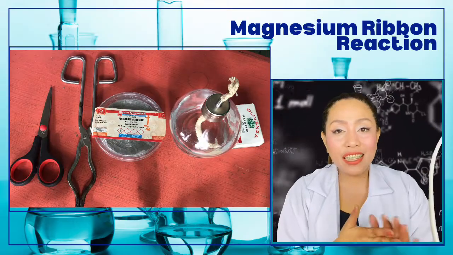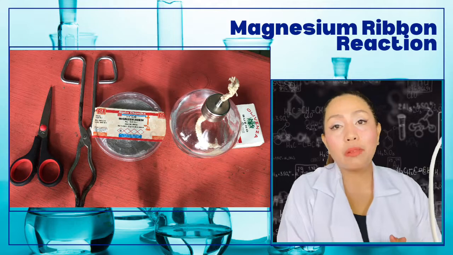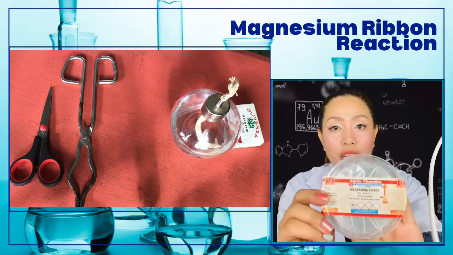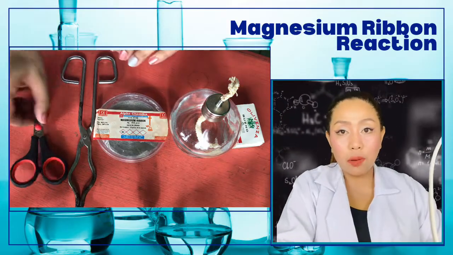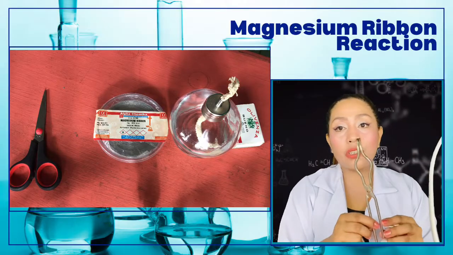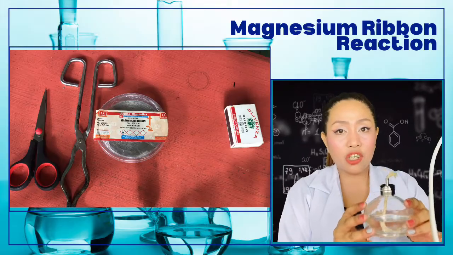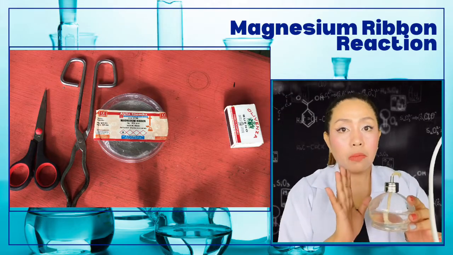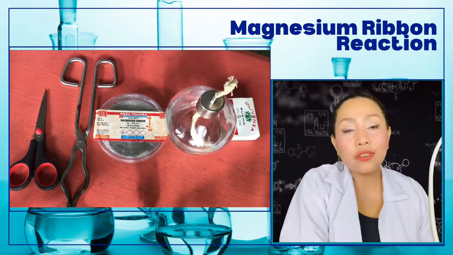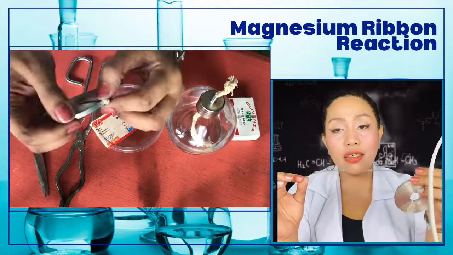So for our second experiment, we will be doing a magnesium ribbon reaction experiment. For our materials, we will be needing this magnesium ribbon. To cut the ribbon, of course, we will be needing the scissors. To hold the ribbon later on fire, we will be using these tongs. We'll be using the alcohol lamp with the denatured alcohol inside. Of course, we will be very careful with this. And our matches. So for our procedure, we will be cutting at least 10 cm of this magnesium ribbon.